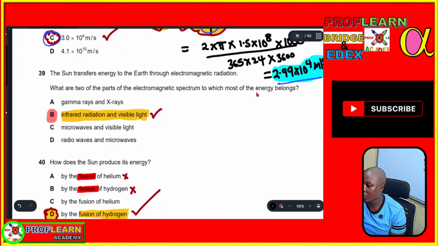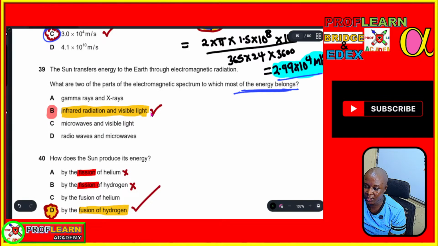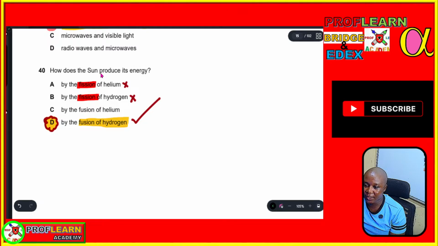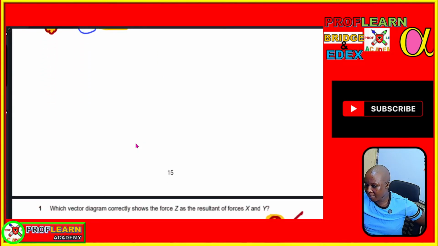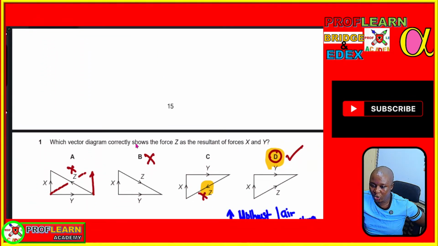The electromagnetic spectrum, which is mostly given out by the sun, is infrared radiation and visible light. In that case, how does the sun produce its energy? It is by nuclear fusion of hydrogen, because it's in the main sequence, so it's fusing hydrogen, and that marks the last question.